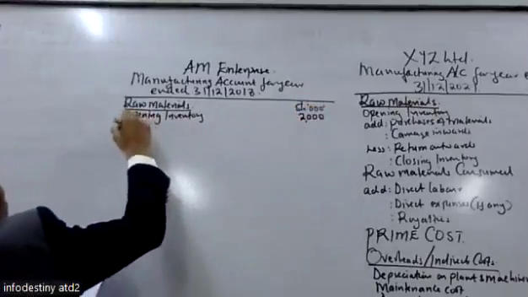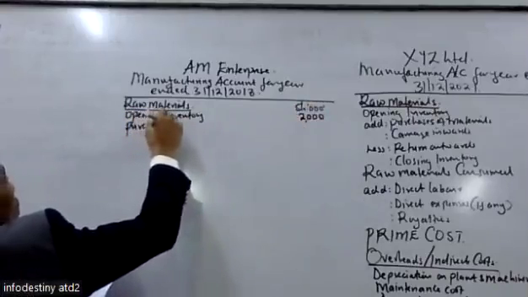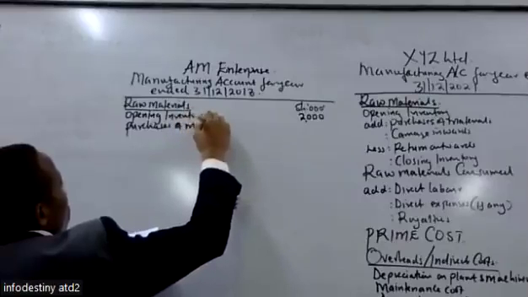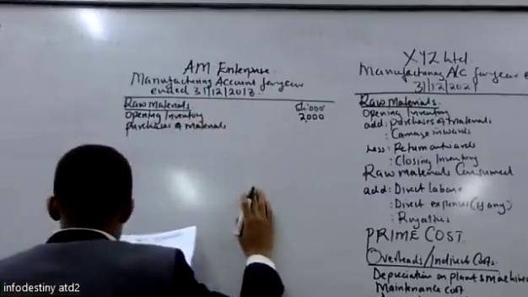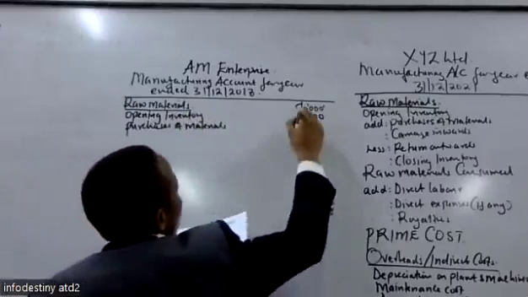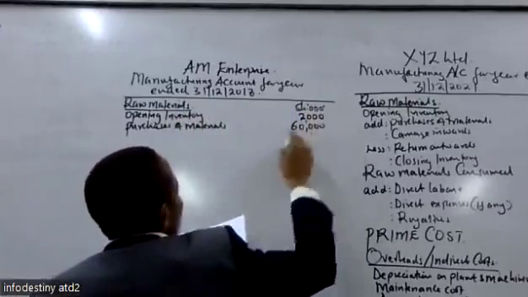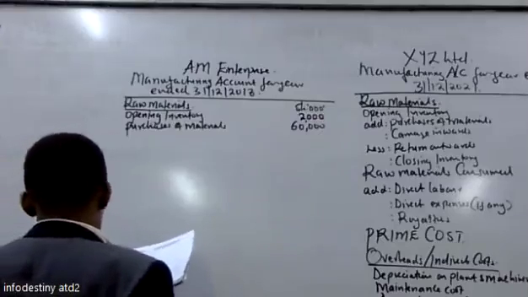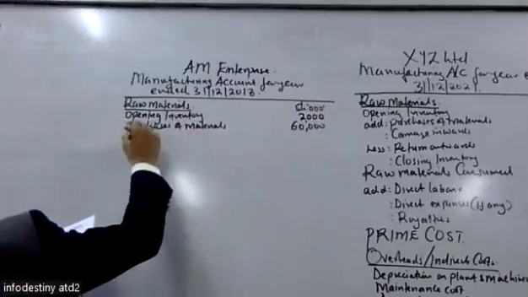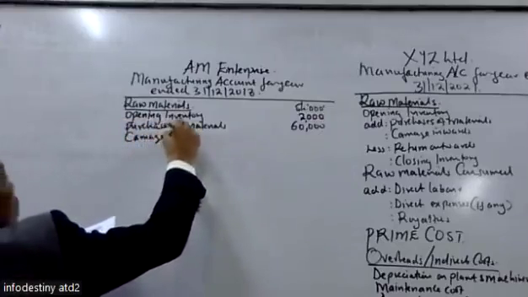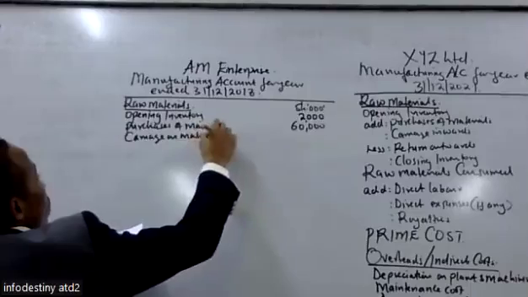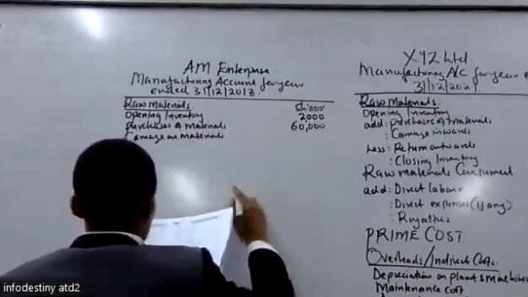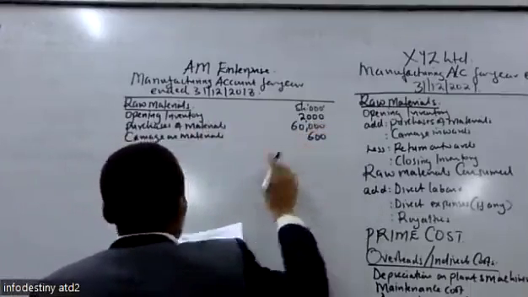Then we add the purchases of raw materials. The purchases of raw materials we were given as 60,000. And also we had what we call the carriage cost, that's the carriage on raw materials. The carriage on materials, we are given an amount of 600. We add that.